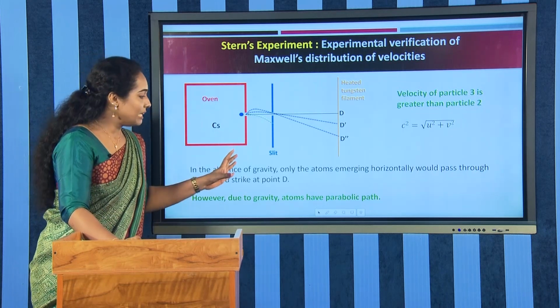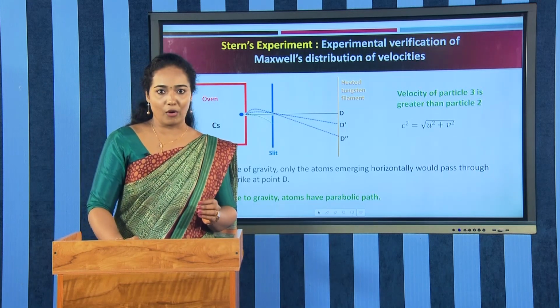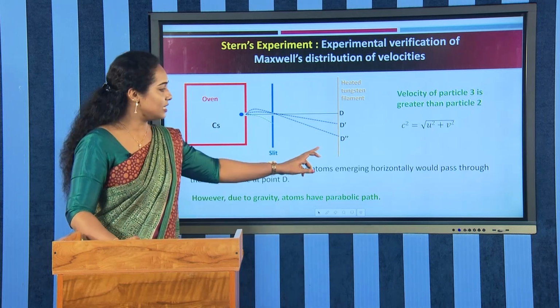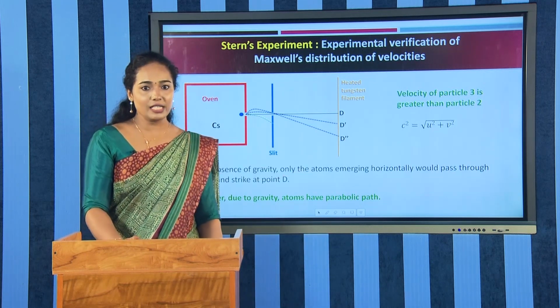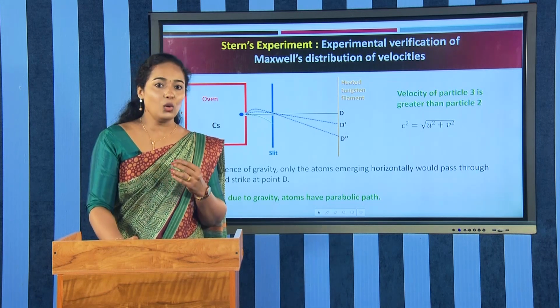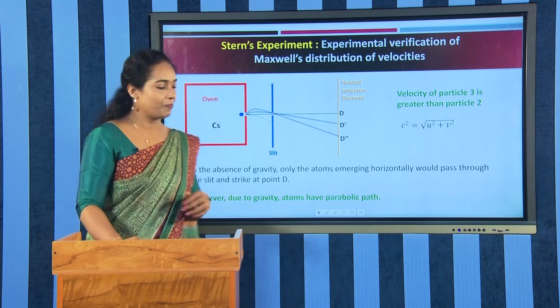So, what we can conclude here is that the lesser the velocity, the particle will hit the point near D, and the greater the velocity, it will hit near D double dash. Okay. And the distance from D is proportional to the velocity of the particle, that is how we can map the velocity of the particle in relation to its distance.